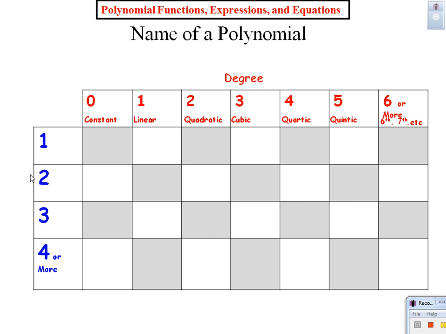And then the last name is because of the terms. How many terms does it have? If it's one term, a monomial; two terms, binomial; three terms, trinomial; anything after that is known as a polynomial. All right. Good review, yes?